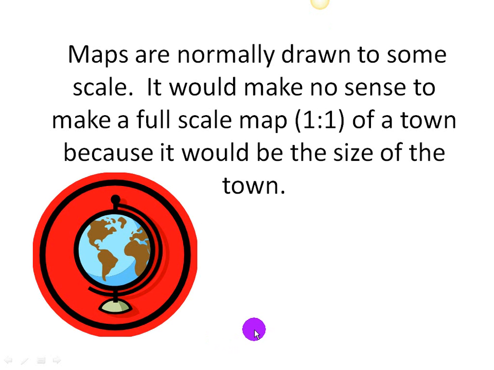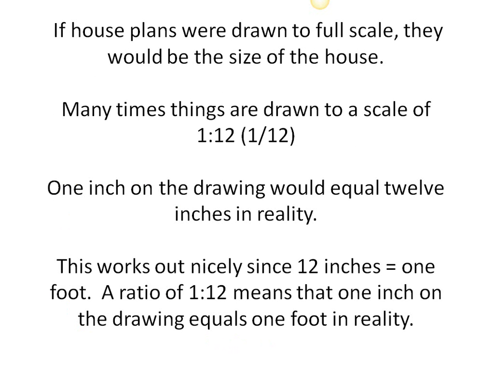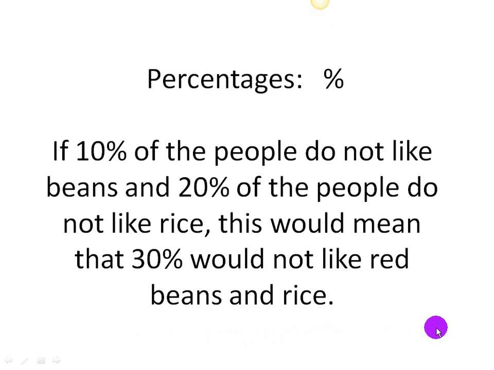Alright, like I said, maps, they're drawn to some scale because it'd make no sense if you drew them to full scale. If house plans were drawn to full scale, they'd be the size of the house, and that wouldn't make any sense. 1 inch on the drawing would equal 12 inches in reality if we were dealing with a 1 to 12 scale, and this works out nicely since 12 inches is equal to 1 foot. A ratio of 1 to 12 means that 1 inch on the drawing equals 1 foot in reality.